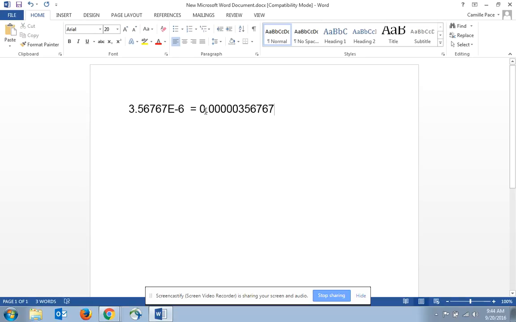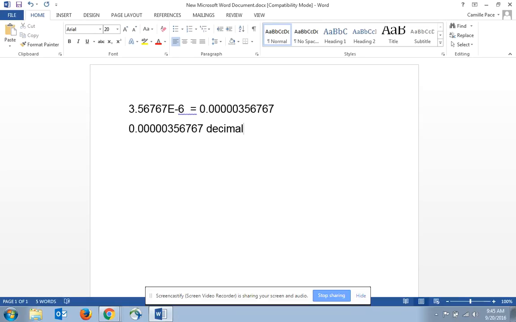3.56767 e to the negative 6 means you need to move the decimal places 6 places to the left. So my decimal place started on the right side of the 3, and if I move it 6 decimal places to the left, this is the number I get: 0.000035676767. And let's talk about that. This, I'll put it down here, is a decimal.